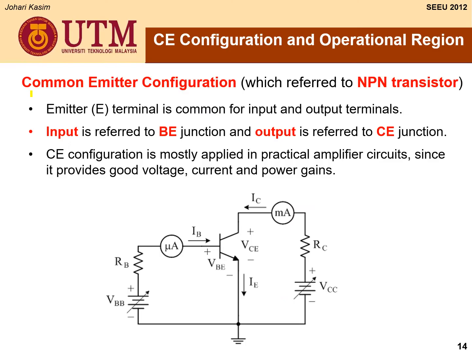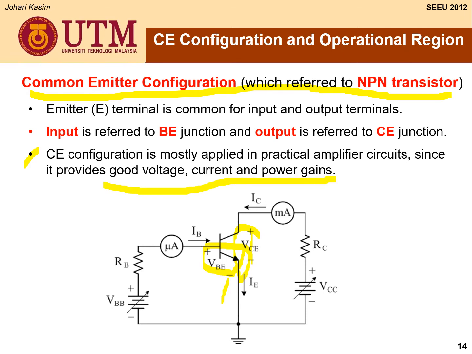This is an example of common emitter configuration which uses an NPN transistor. We can see here the emitter is common for the input and output terminals. So the input is the BE junction, and the output is the CE junction. Common emitter configuration is mostly applied in practical amplifier circuits because it can give good voltage, current, and power gain.